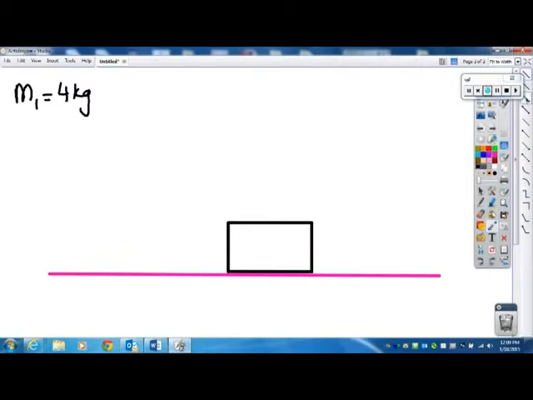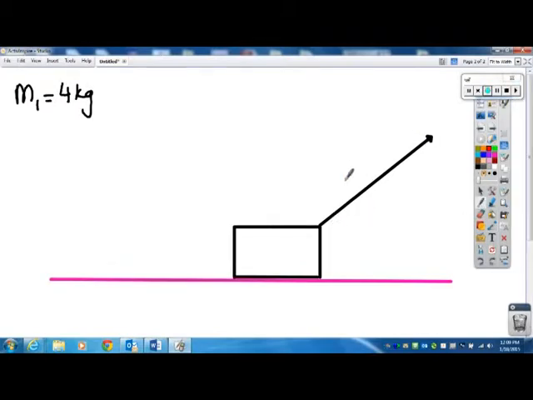Let's say that there is a string acting on this object like a sled. So if you have a sled and you're trying to pull it, there is a string or a rope that is pulling on this object. And let's make it at an angle theta. So there is an applied force, and let's make that applied force 20 newtons, and it's at an angle of 30 degrees.